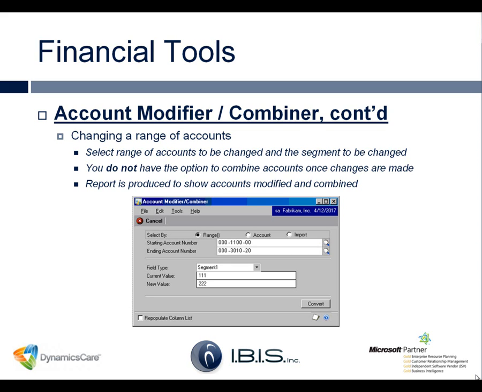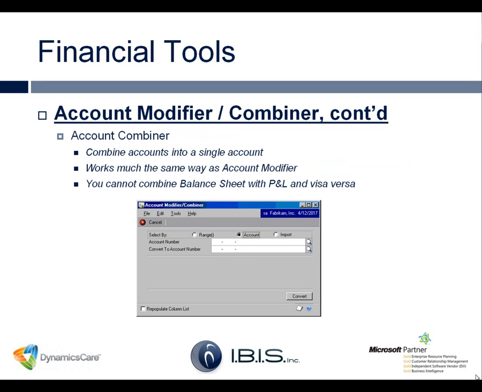on a range, and a report will be produced. The combiner will combine accounts into a single account. It works very similarly to account modifier. One key point, and this may seem obvious, is that you can't combine a balance sheet with a P&L account and vice versa. You wouldn't want to do that anyway, generally speaking. But I want to point that out anyway.